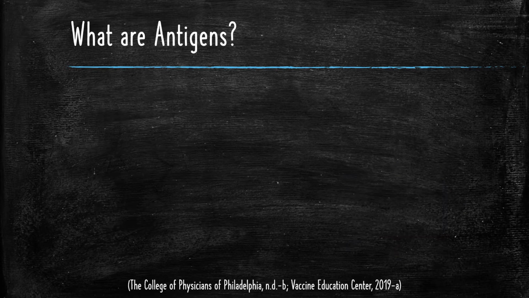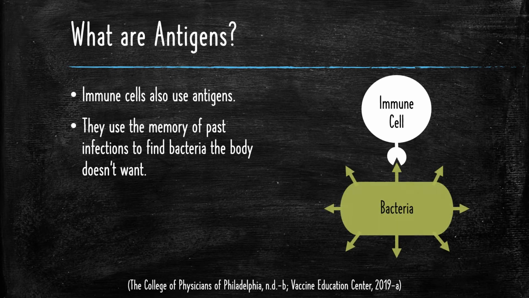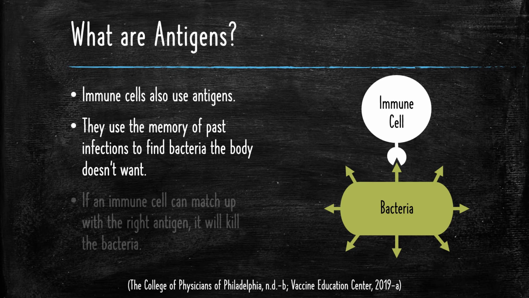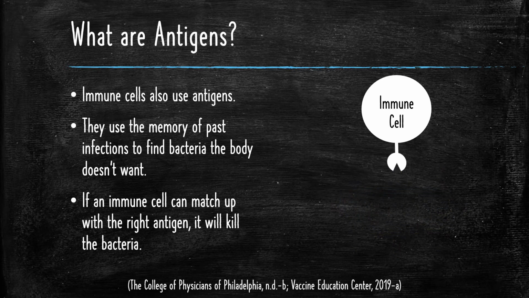So I mentioned that the body uses antigens to communicate normally. The immune system can use antigen communication. The immune system carries with it memory of past infections. And what that means is the immune system has a memory of antigens in the past that caused damage to the body. And so if the immune cell finds a bacteria and recognizes the antigen on the outside of the bacteria as something that the body does not want from past experience, it will then trigger the bacteria to burst and kill itself.